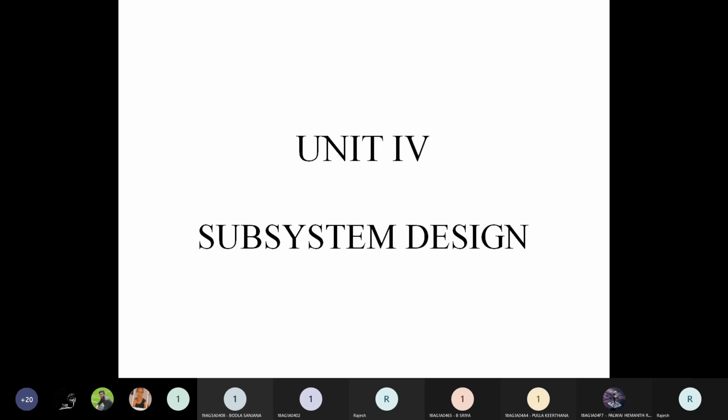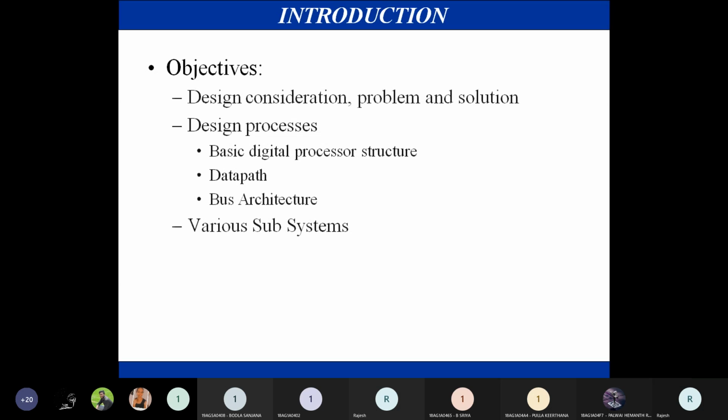So in subsystem design, the first is we are going to see what is our objective. So objective is design consideration. So how the problem is analyzed and the corresponding solution. And for our subsystem design, we are considering the basic architecture is a digital processor structure and its data path architecture and its bus architecture. So your example of digital processor structure must be analyzed in terms of its data path and bus architecture.